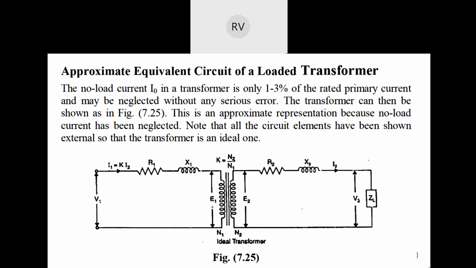Okay, this is primary and secondary. The next topic which we need to discuss is the approximate equivalent circuit of a loaded transformer.